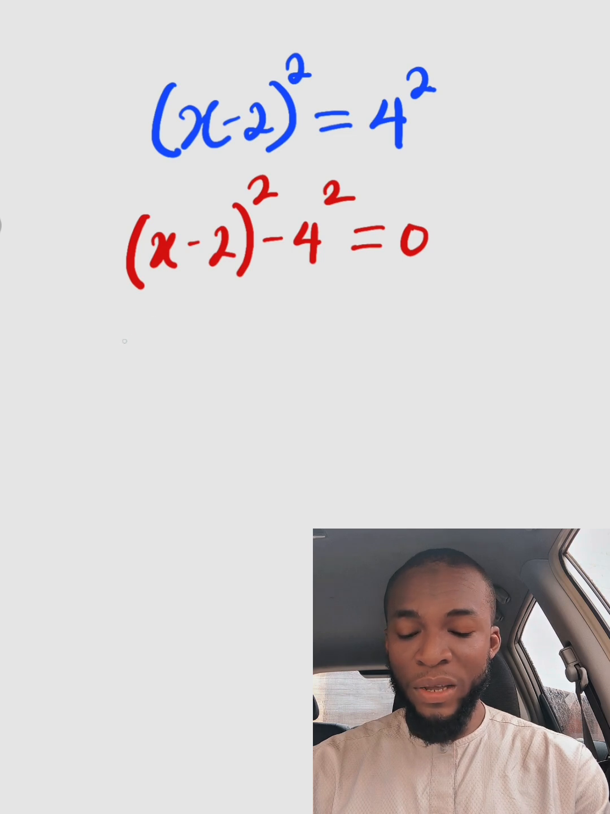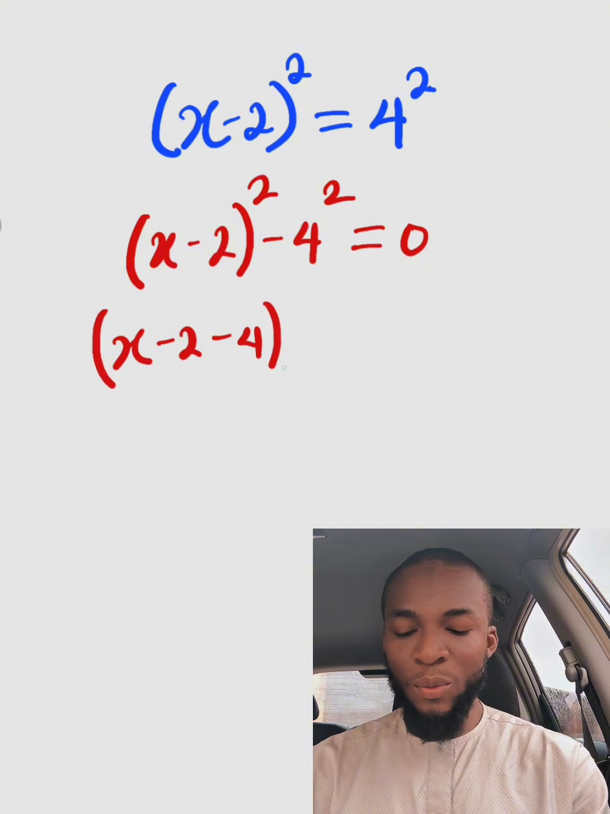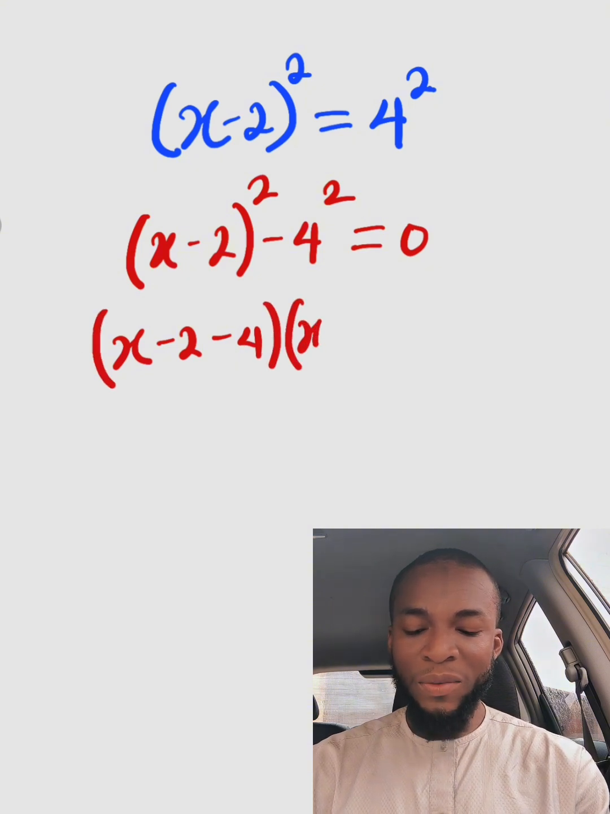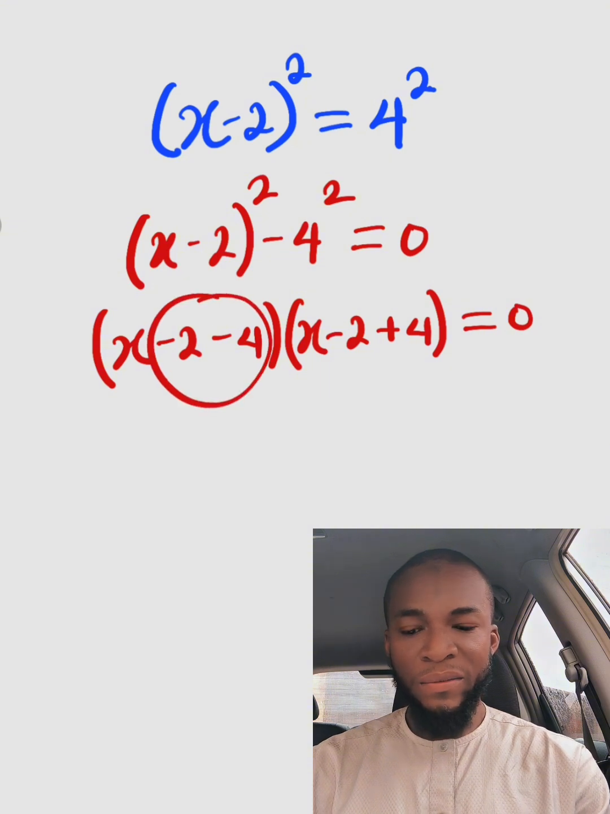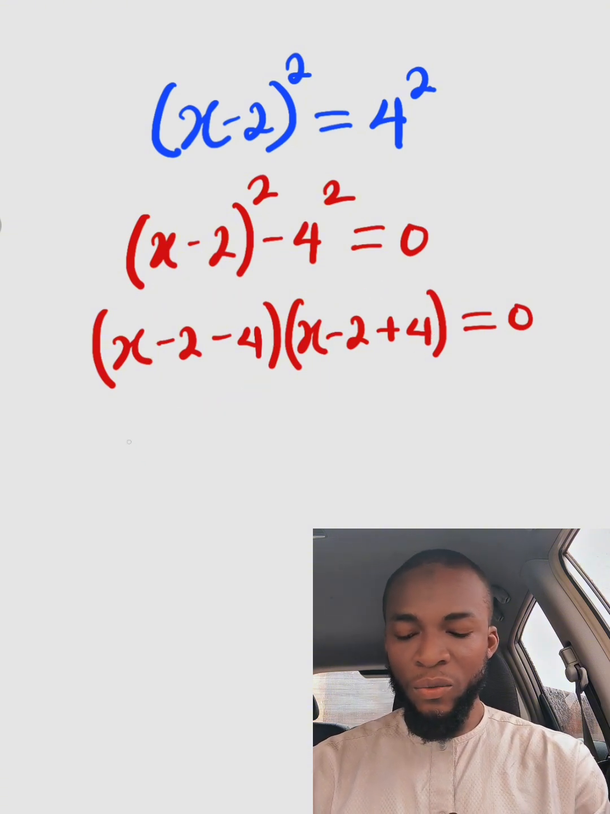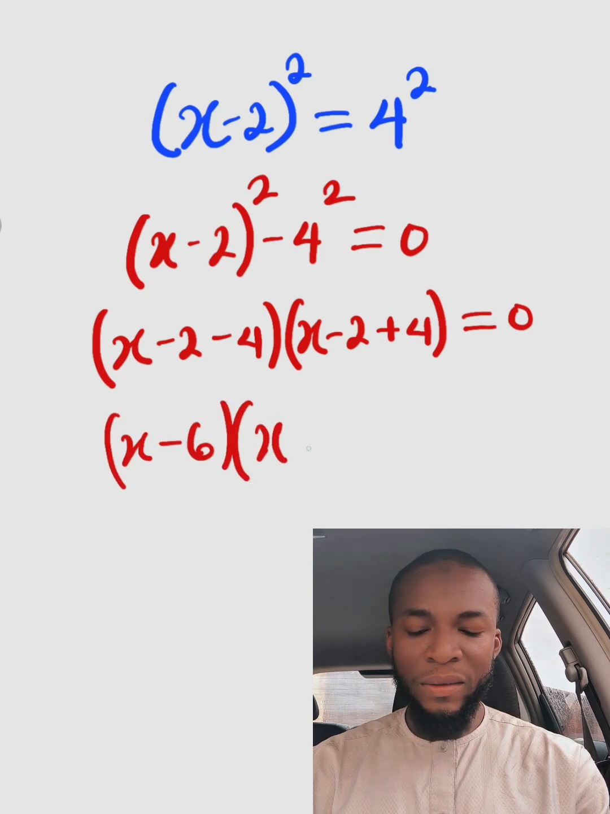Difference of 2 squares, you take the first term x minus 2, then you subtract this one, that is minus 4, then you multiply again x minus 2, which is the first term, but this time you add the second term, which is 4, without the exponents. So you simplify the two factors. This is negative 6 and this is positive 2, right? So we have x minus 6 multiplied by x plus 2.